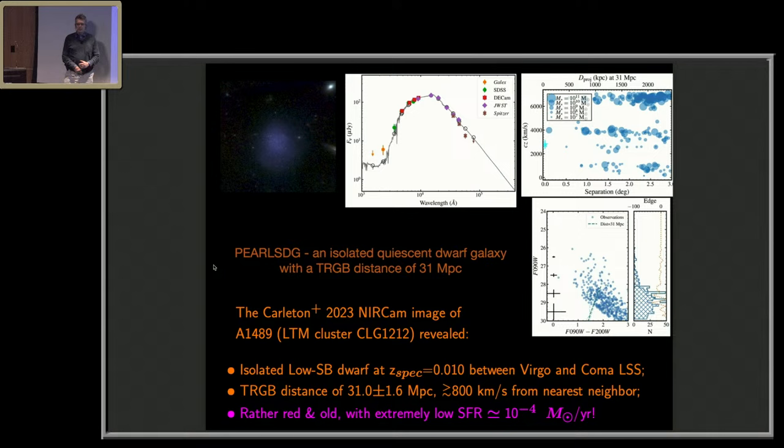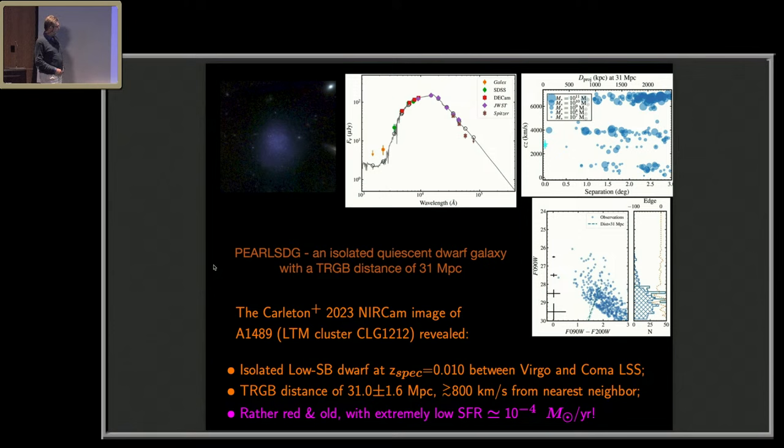Again, it's an example of extremely low star formation. We found a dwarf galaxy in the parallel module of one of the lensing clusters that we targeted, CLG 1212. And this galaxy has a spectroscopic redshift of 0.010, and it's completely isolated in redshift space. Here's the Virgo cluster, the Coma cluster, Great Wall, and some other filament, and it's here. It's more than 800 kilometers a second away from its nearest neighbor. It has a TRGB distance of 31 megaparsecs with a relatively small error, as you can see here, a paper by Carlton et al. Soon to be submitted.